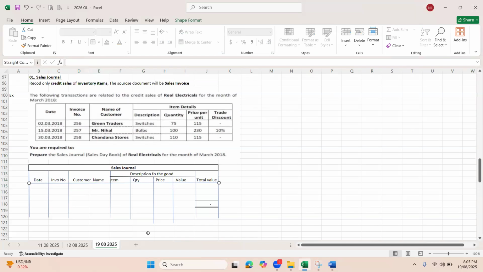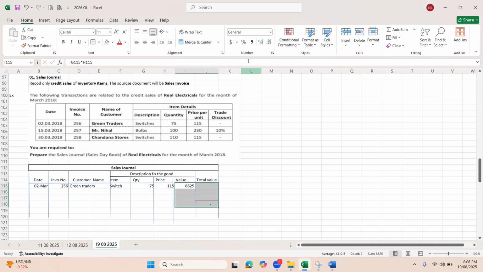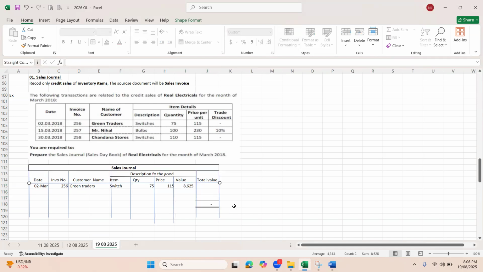Right, we'll record it. The first transaction is on 2nd of March, invoice number 256, customer Green Traders. Item switches, quantity 75 units, the price per unit 115. Then the total value, 75 into 115, comes to 8,625 for the first transaction.